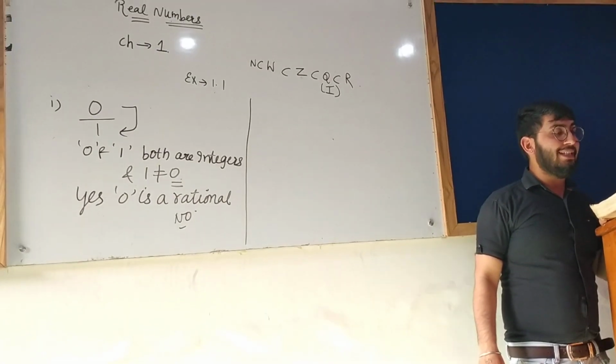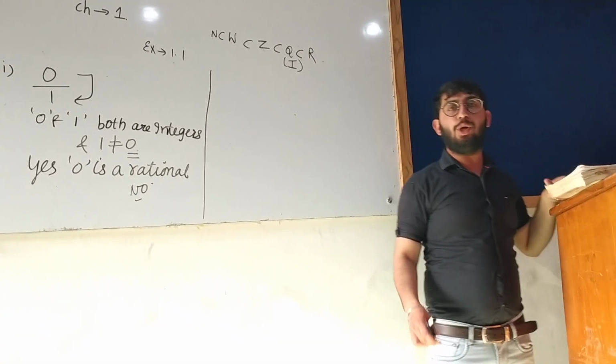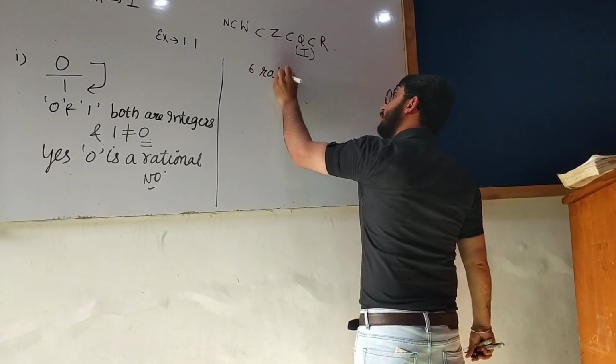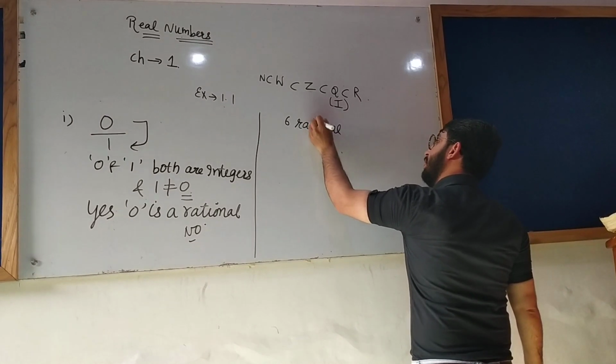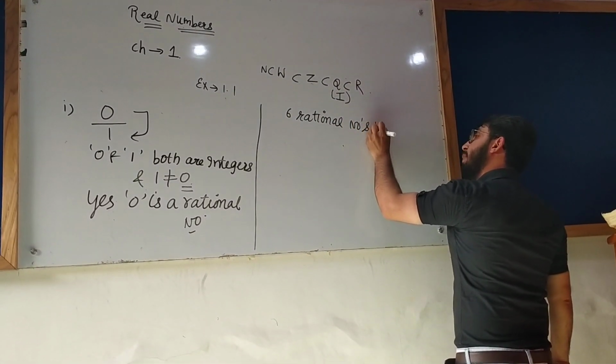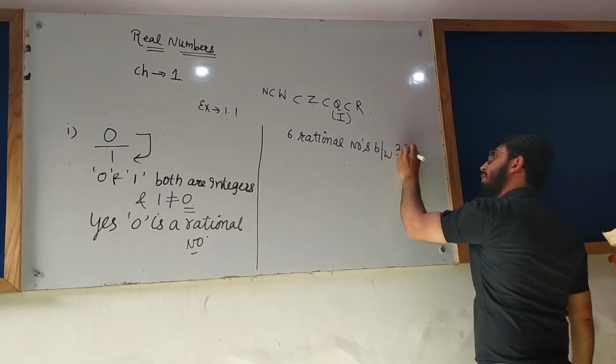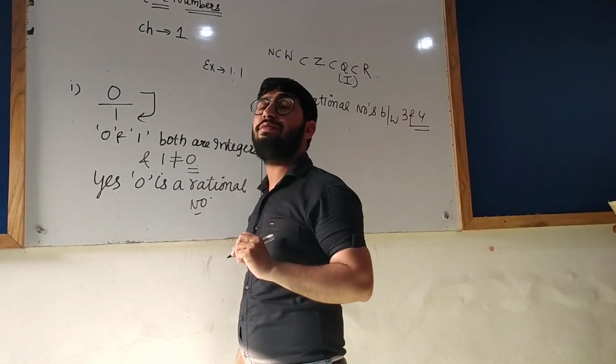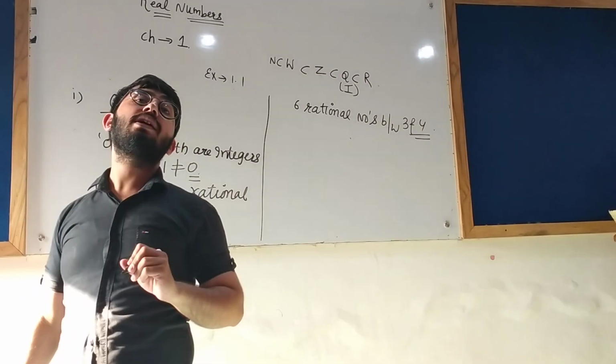It is saying find 6 rational numbers. What you have to find? You have to find 6 rational numbers between 3 and 4. Between 3 and 4, you have to find 3 rational numbers.